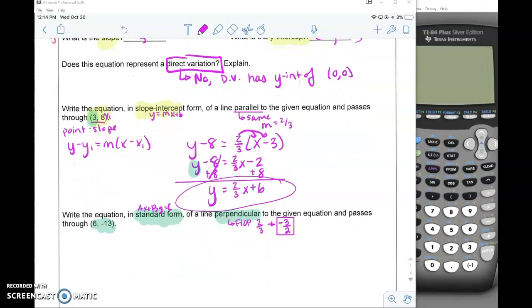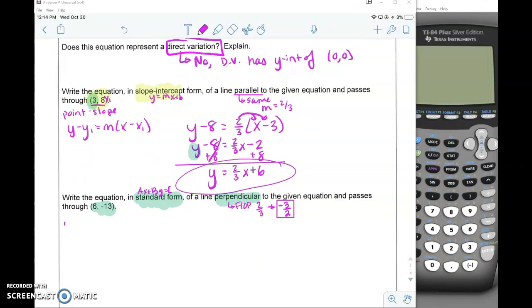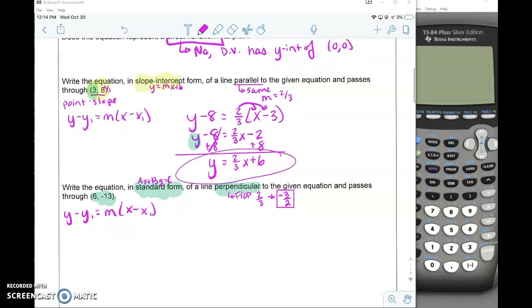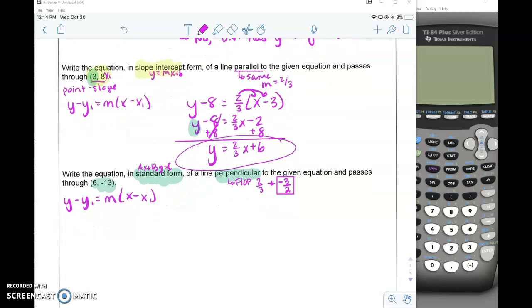Again, since we have a point and a slope, we have to start in point slope form, even though this is not where we want our answer to be. Beginning in point slope, filling in our numbers, y minus y1, so minus negative 13 or plus 13, equals m, our slope, negative 3 over 2, parentheses x minus x1, so x minus 6.